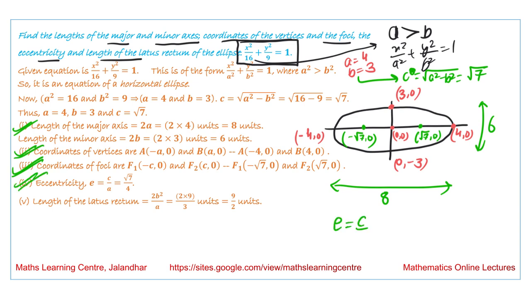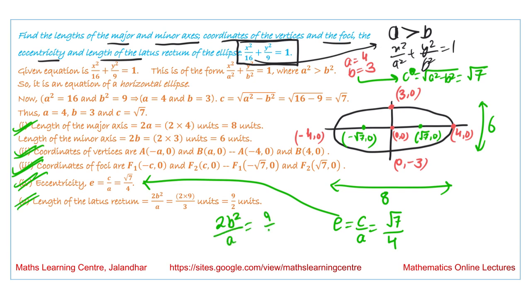We know it is c by a. The value of c is root 7, the value of a is 4. So the eccentricity is square root 7 by 4. And for the length of the latus rectum, the formula is 2b square by a, and the answer we get is 9 by 2 units. This is the length of the latus rectum of this ellipse.